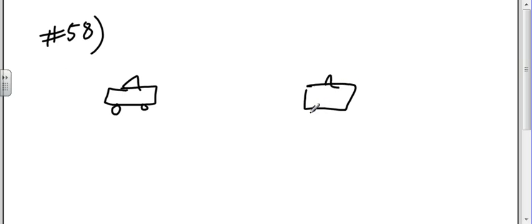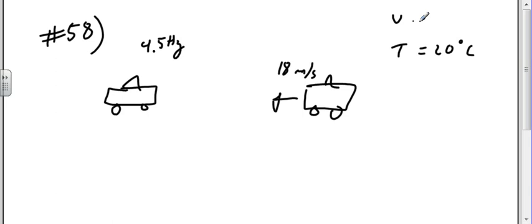Two automobiles are equipped with the same horn. When one is at rest and the other one is moving towards the first. Okay, so here's an automobile at rest. The other automobile is moving that way at 18 meters per second. The driver at rest hears 4.5 hertz in beats. What is the frequency of the horn, assuming temperature is 20 degrees centigrade? So that means my velocity is 343 meters per second.